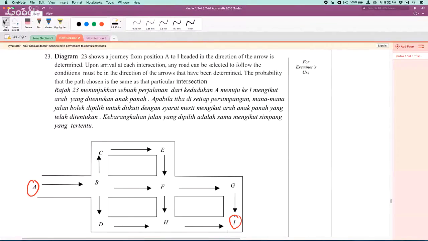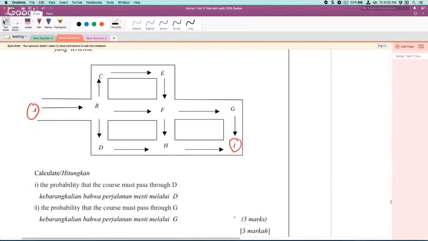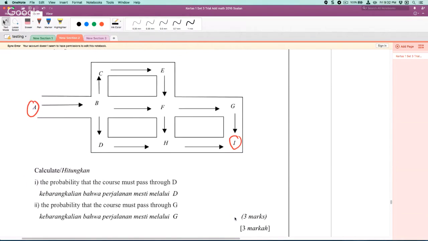Okay, on arrival at each intersection, any route can be selected with the following condition: it must be in the direction of the arrow that has been determined. The probability that the path chosen is the same at the particular intersection. All right, so it's a long sentence. Calculate the probability that the course must pass through D. So you want to pass through D. Let's see how many ways we can pass through D here.